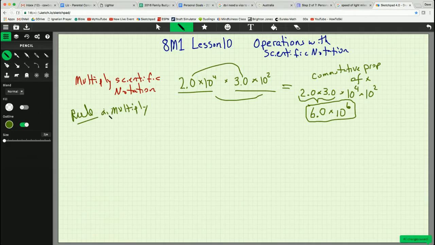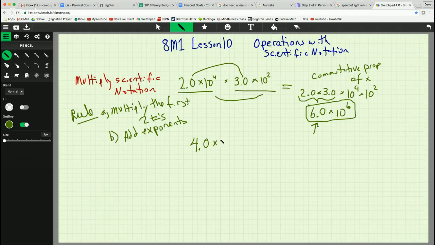A, you multiply the first two numbers. So 2 times 3 gives me my 6. And then B, we add our exponents. So 4 plus 2 equals our 6. Okay, so that's the whole key. So let's do another one. I'll let you do it.